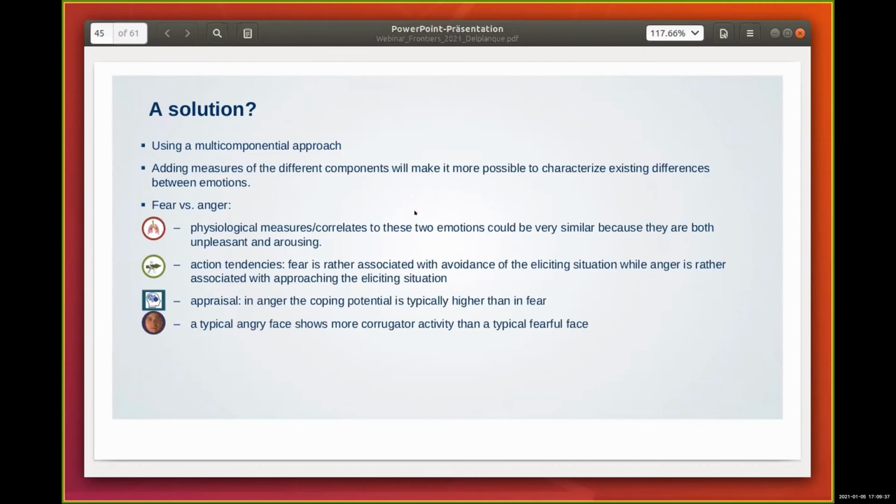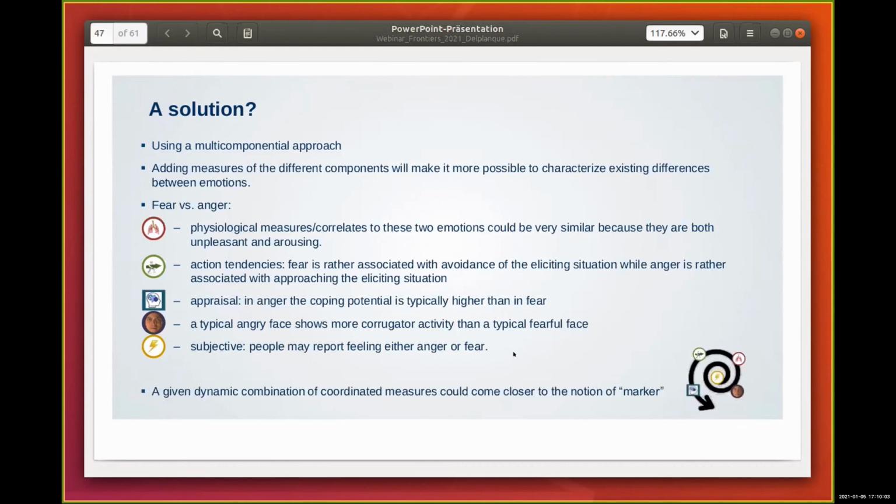Also, you can use the expressive component because, for instance, for a typical angry face, you will have more corrugator activity. Corrugator is a muscle which will make you frown. So you will have more of such activity than for a fearful face. And you can also ask people, because they will report something like anger or fear. And I would say that, which is complex to achieve, a given and dynamic combination of the measures could come closer to the notion of a marker. So maybe by adding many different measures with different angles and looking at those measures together, maybe we can find a pattern that is specific to an emotion.